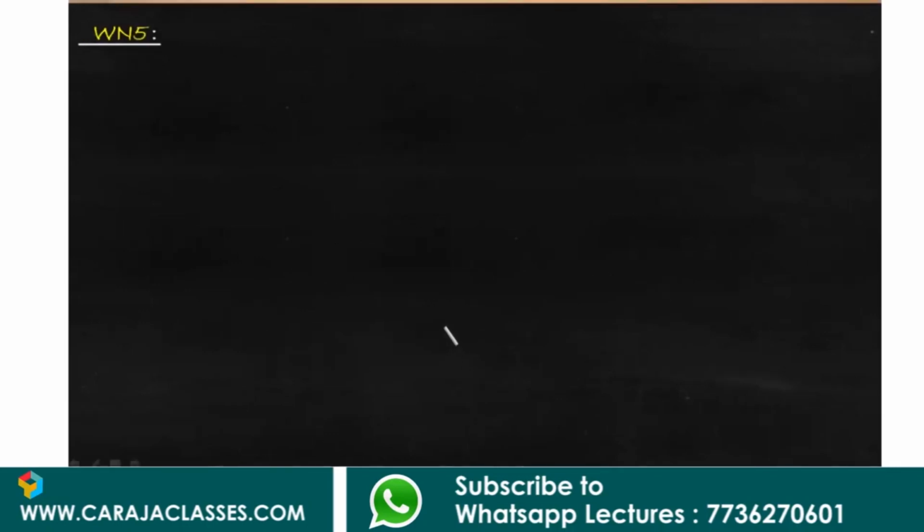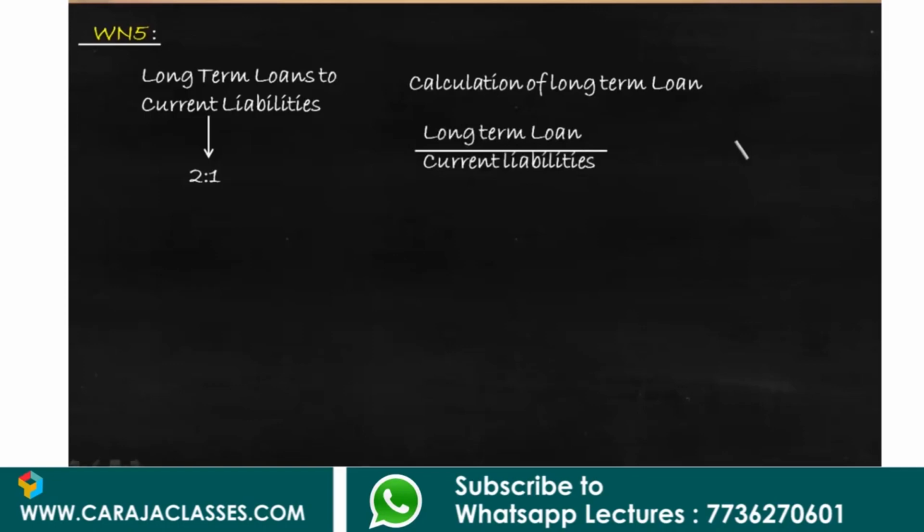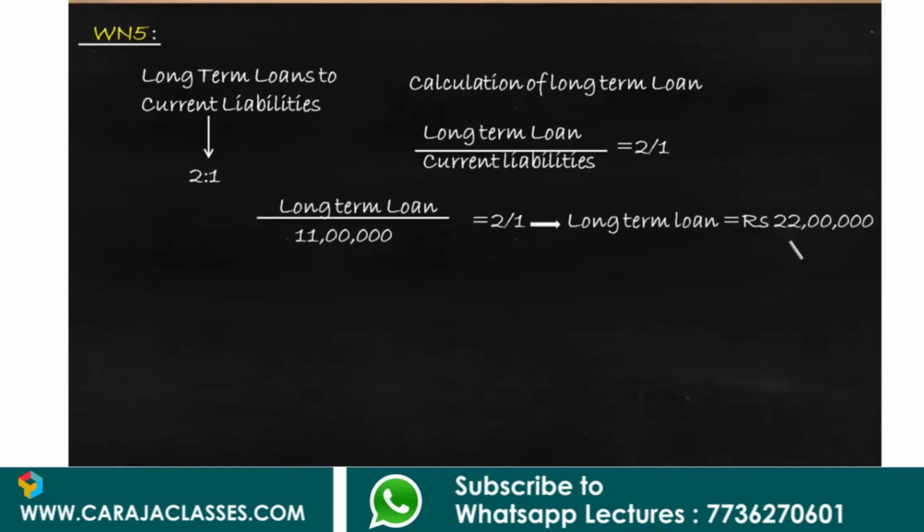Now we'll move on to working note 5. In question we have a ratio, long-term loans to current liabilities, is 2:1. We have already calculated current liability. So with this information we can find the long-term loan, that is long-term loan by current liabilities is equal to 2:1. So long-term loan is equal to 2 multiplied by current liability, which is going to be 22 lakh. So we have long-term loan information here.